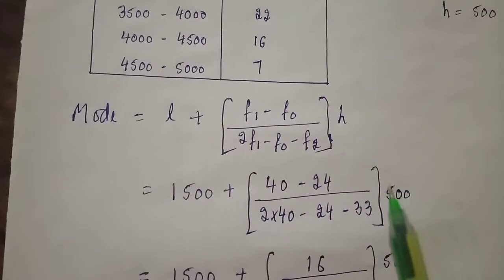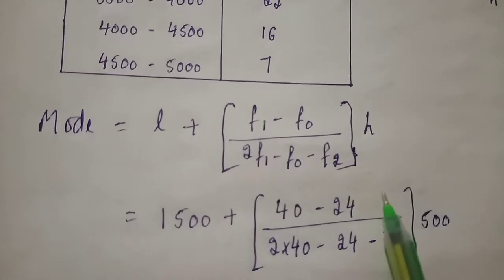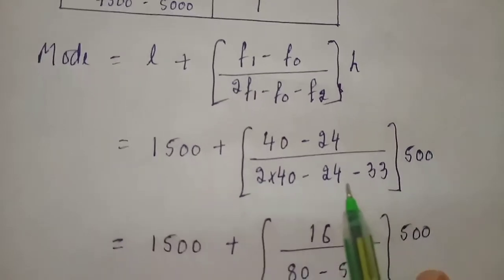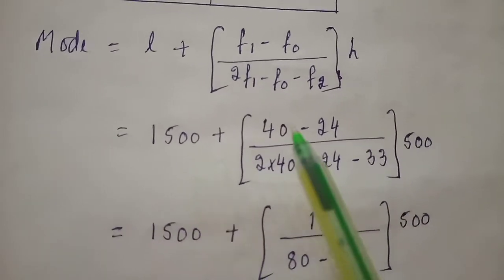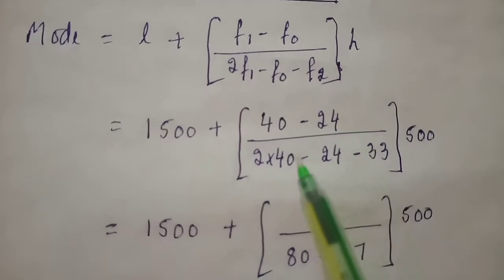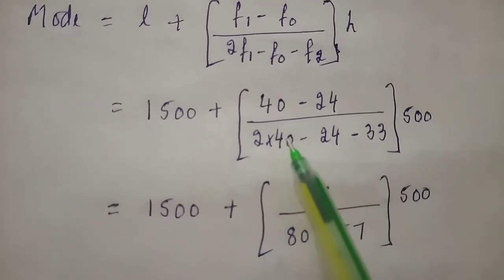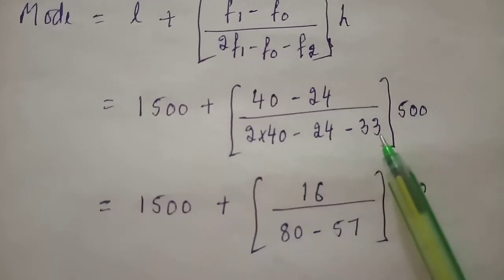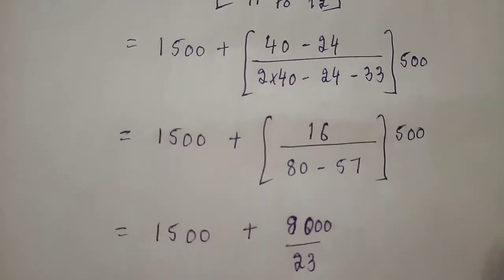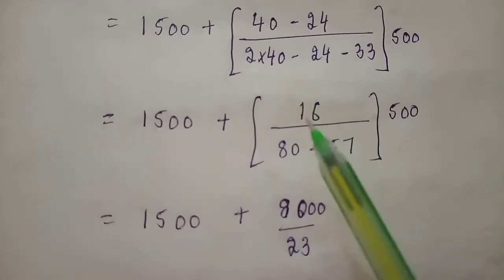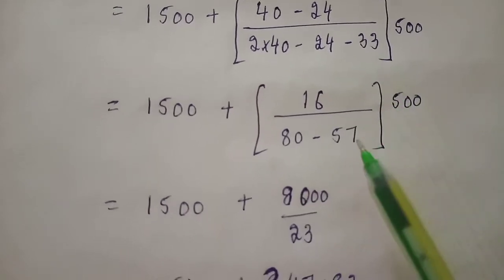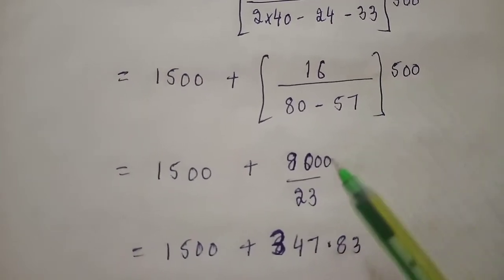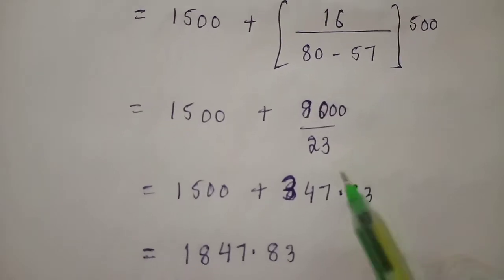Now mode equals L plus (F1 minus F0) divided by (2F1 minus F0 minus F2) into H. Substitute the values. L is 1500, F1 is 40, F0 is 24, divided by 2 into F1 which is 40, minus F0 which is 24, minus F2 which is 33, and H is 500. So now 40 minus 24 is 16, 40 into 2 is 80, minus 24 minus 33 is minus 57. So 1500 plus 16 into 500 is 8000 divided by 23.